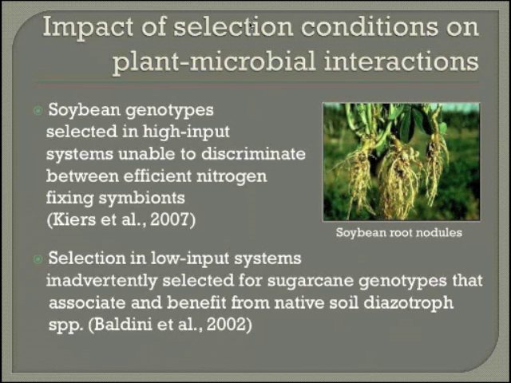Alternatively, Baldini, who was selecting for sugarcane varieties under very low input conditions in South America, so when there wasn't a lot of nitrogen, and selecting for these high yielding varieties, found that they had actually inadvertently selected for varieties that could form associations with diazotrophs and sort of free-living nitrogen fixers and fix a lot of nitrogen. So we thought perhaps there'll be some difference in the wheat varieties that we look at.